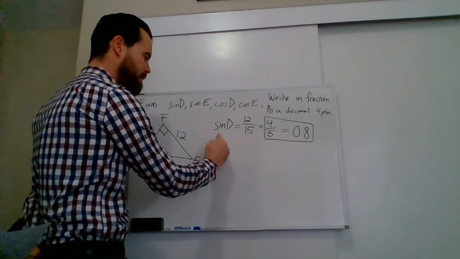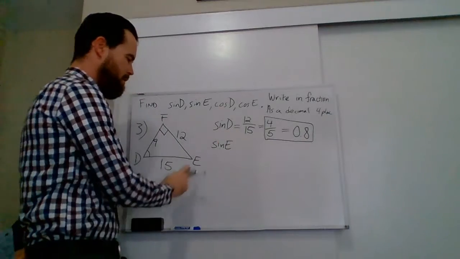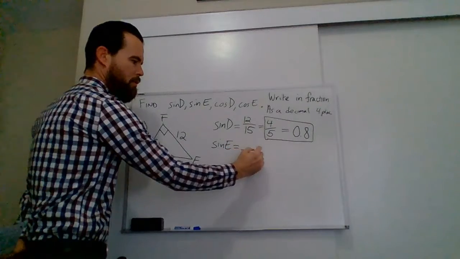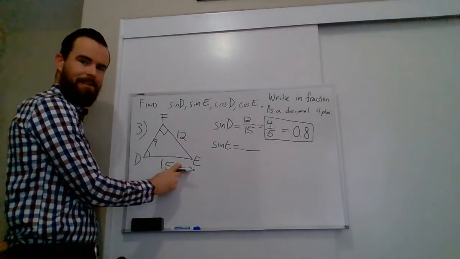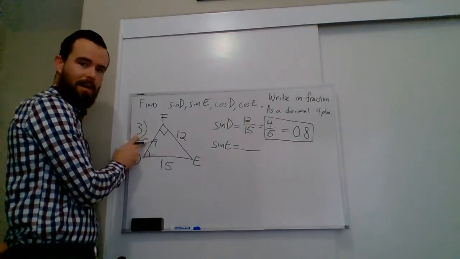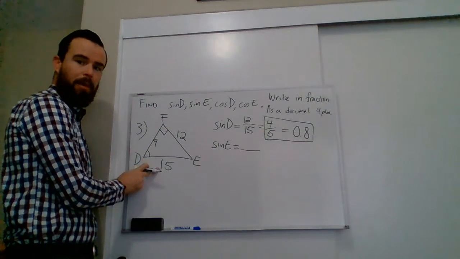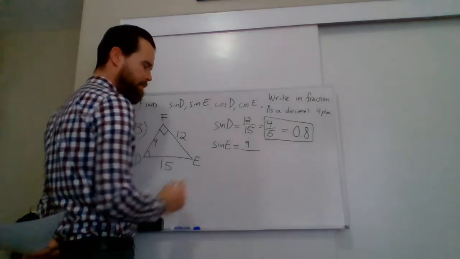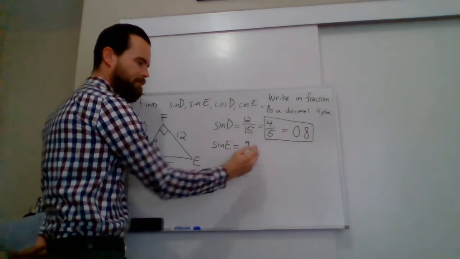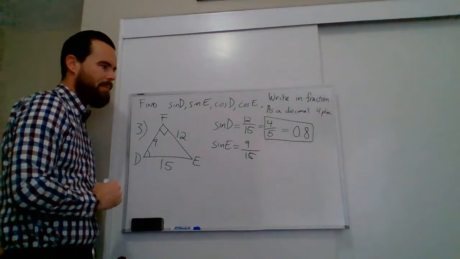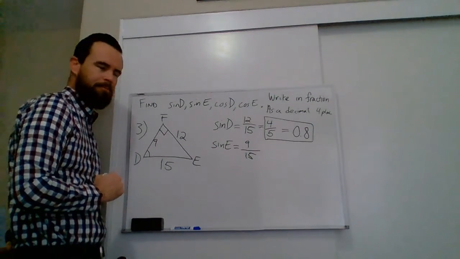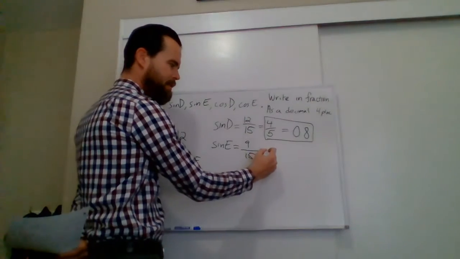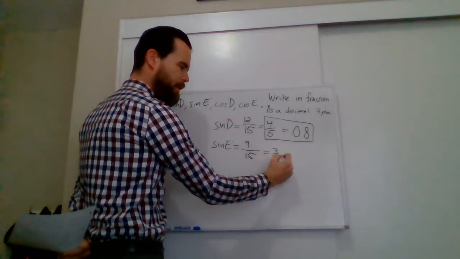Now let's look at sine of E. So here's our sine of E right here. And again, the sine ratio is opposite over the hypotenuse. So for angle E, our opposite side is 9, and our hypotenuse is still 15. I think we can simplify this one too. And dividing by 3 looks like a good idea. So this time we get 3/5.